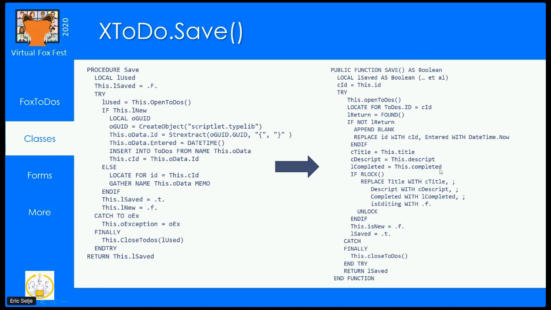One thing I want to point out here too, I had a little trouble with, and we're not really sure why, but notice how I say et al up here because I didn't have space to put all the locals in here. I do have a local C title, C descriptor, L completed, and I assign my properties to those local variables and then do the replace from there. When I was doing the replace title with this .title, it was actually complaining, but I worked around that by assigning it to a local variable and then replacing it with the local variable. We're not quite sure why that happened. It wasn't supposed to happen that way, but this fixed it, so I'll work around.